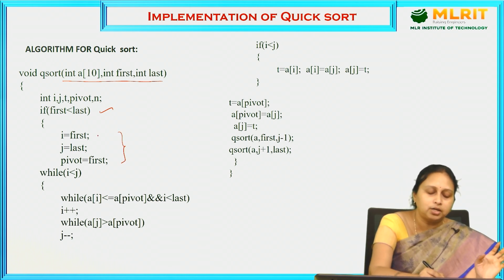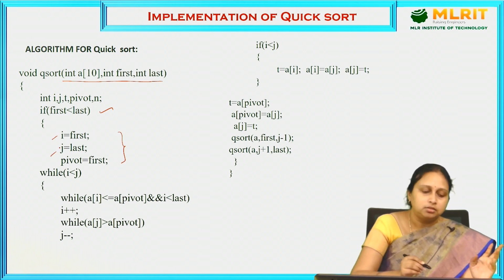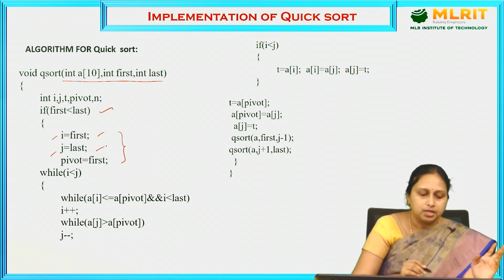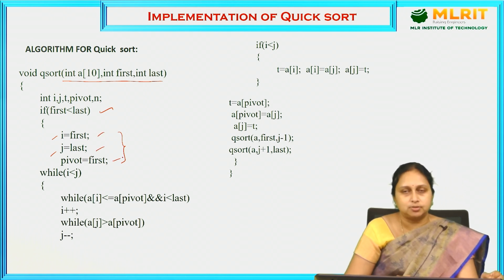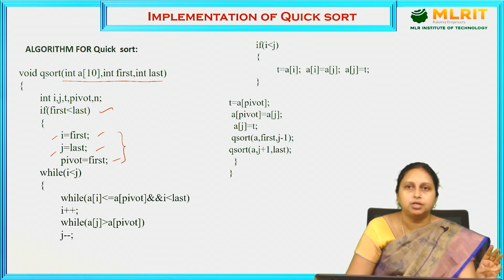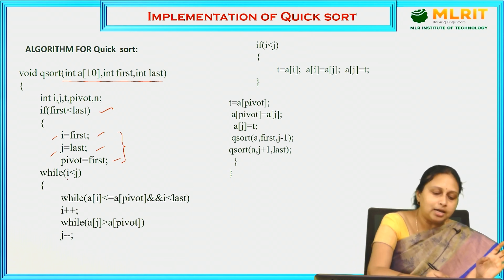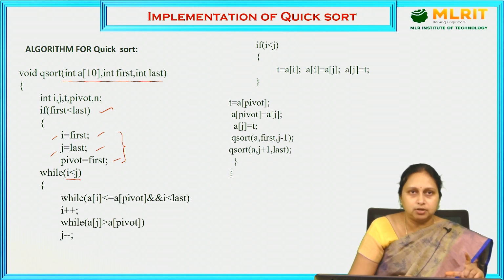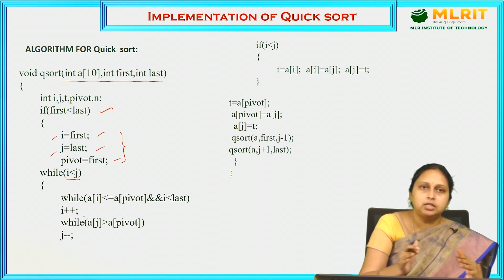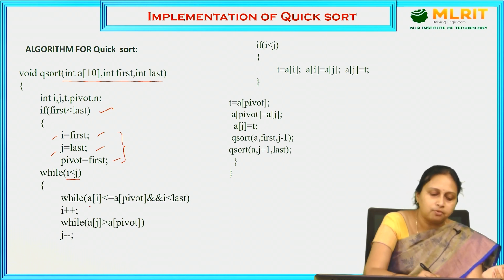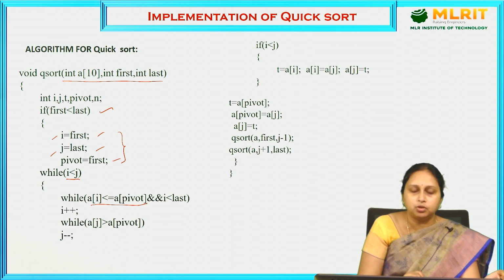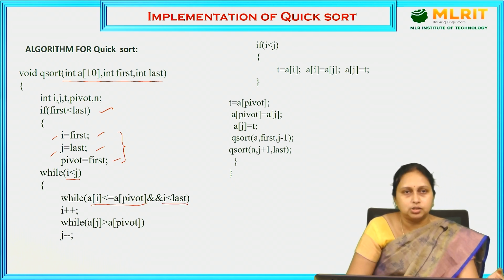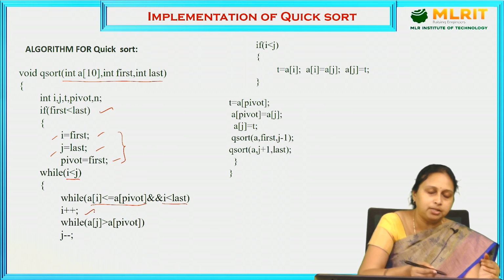That means we are going to take two variables, I and J. These variables are assigned first and last, and pivot is assigned first. These are the three steps we need to do at the start. Then, while I is less than J, that is, the I value and J value, which you have assigned first and last, if first is less than last, then we are going to increment I or decrement J. For that, while A of I is less than or equal to pivot and I is less than last, if this condition is satisfied, I will be incremented.